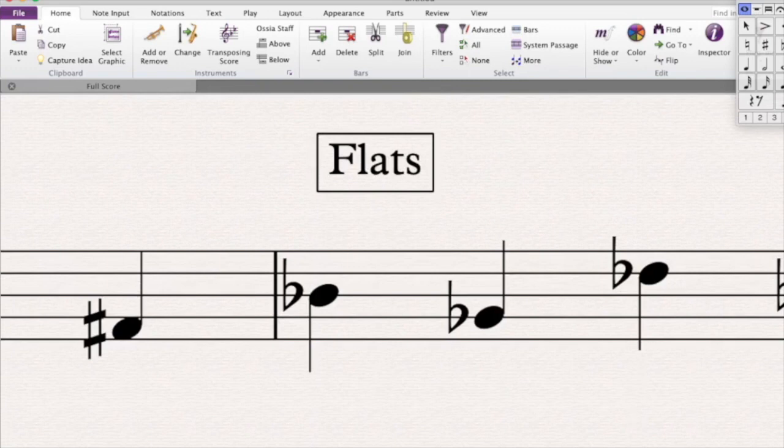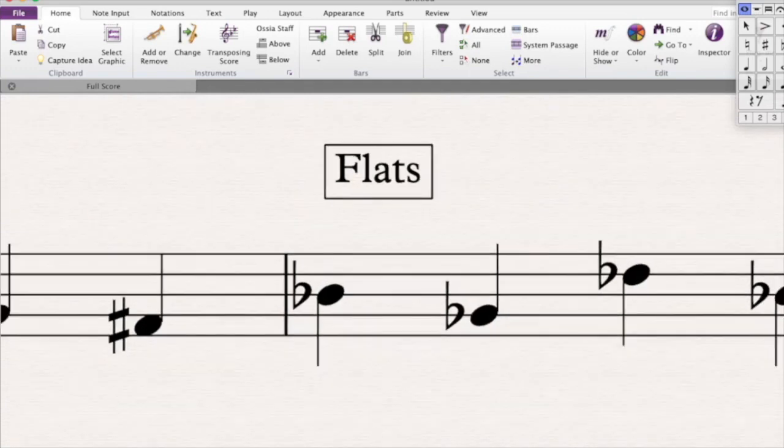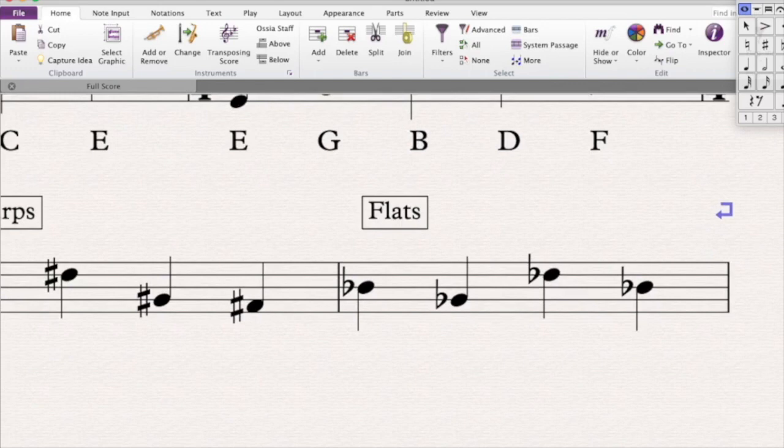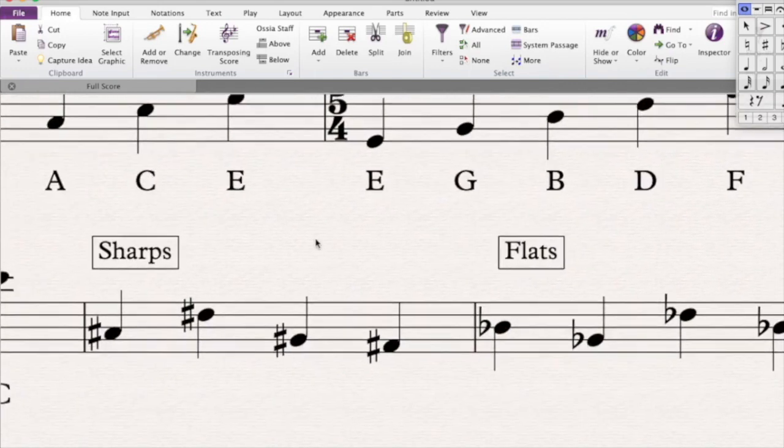So let's look now. I'm going to zoom out slowly here. So we have the natural notes, as we call them, the spaces and the lines.